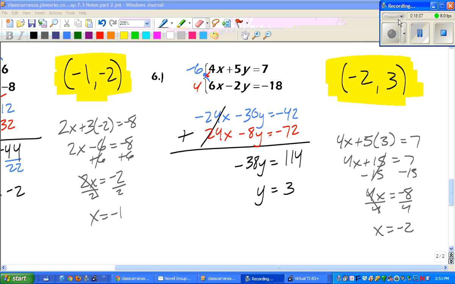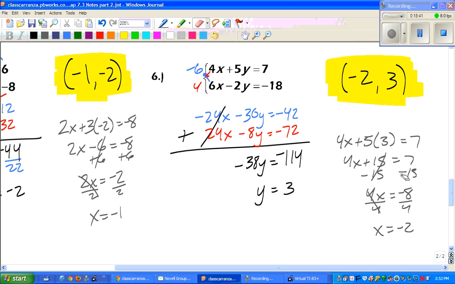Okay, so there's all of the work for 6. Your x's cancel out, and you're left with negative 38y equals 114. And when you divide that up, that's supposed to be a negative 3. Oh, no, actually, no, it's not. Never mind. That's supposed to be a negative 114. That's where I made the mistake. So y equals 3, and then you plug it in, and you get x equals negative 2.